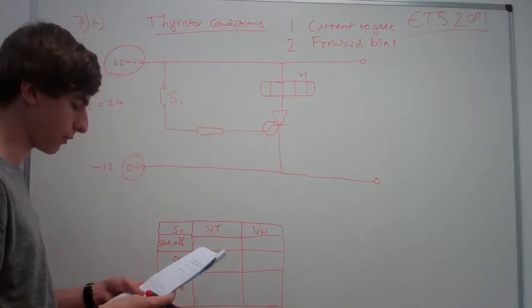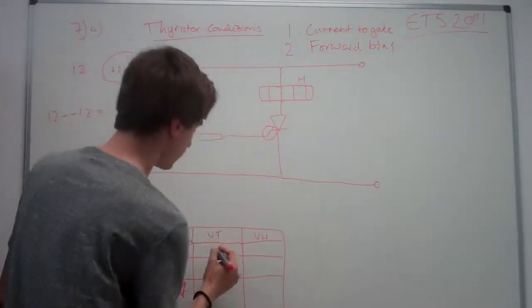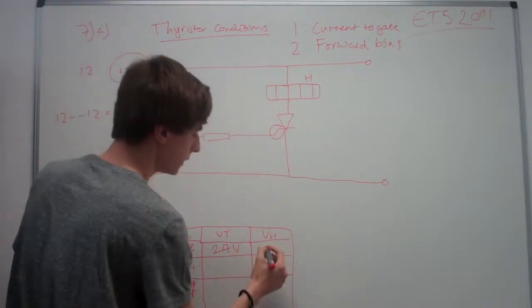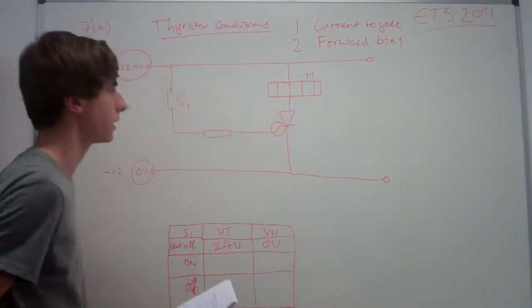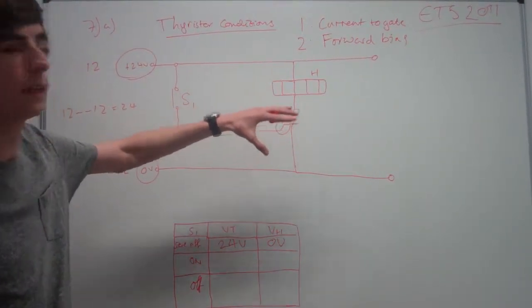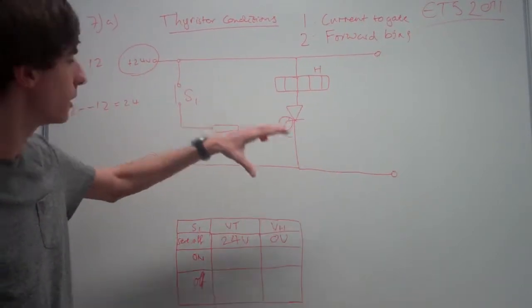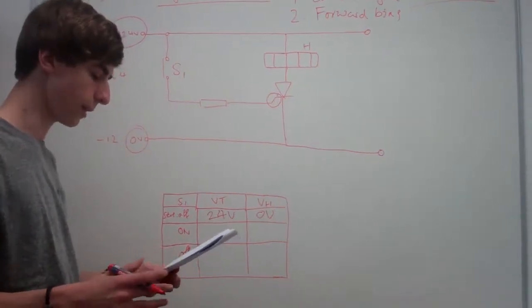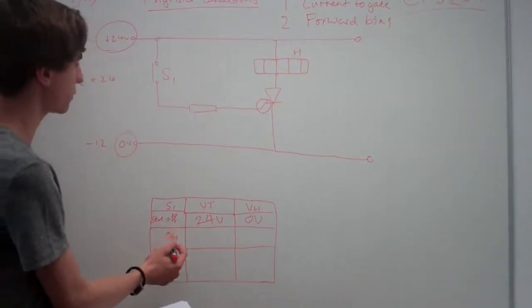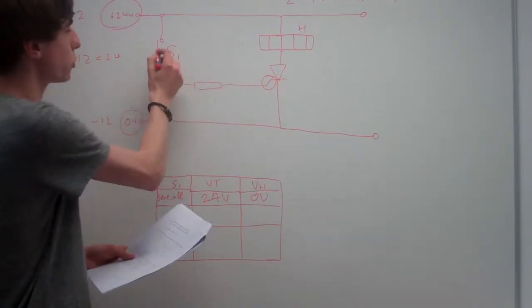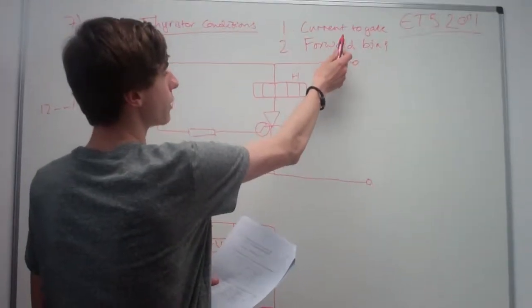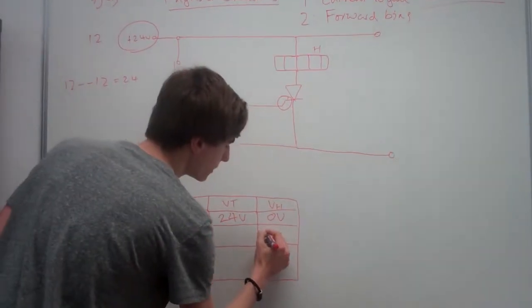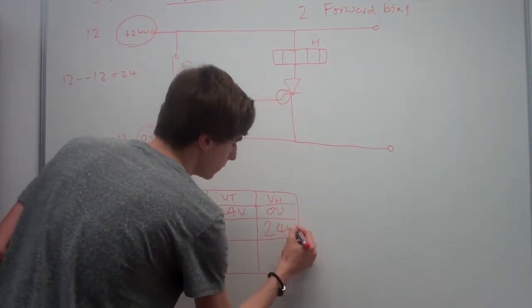So across the thyristor, there's going to be 24 volts dropped. And across the heater, there's going to be 0 volts dropped. That's because the thyristor is not going to be conducting, it's not going to be allowing current to go through this heater, if that makes sense. Now, it now says momentarily on, so you switch on, we've now got a current pulse to the gate, we're in forward bias, so the heater is now going to be switched on.